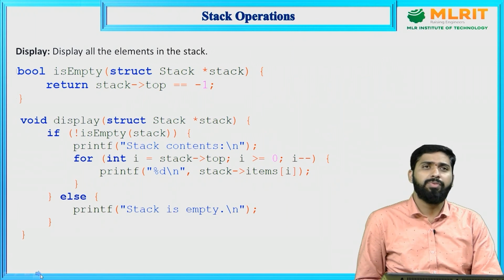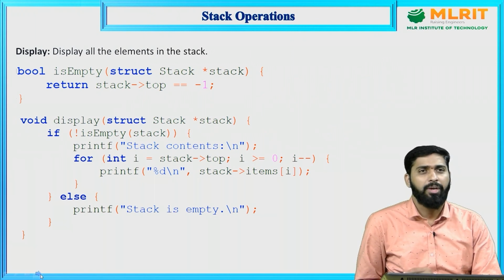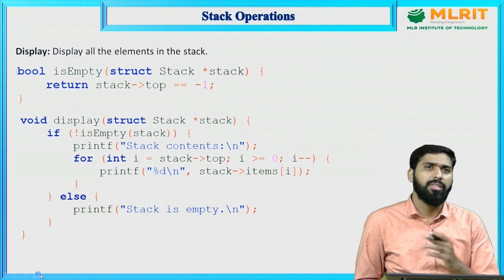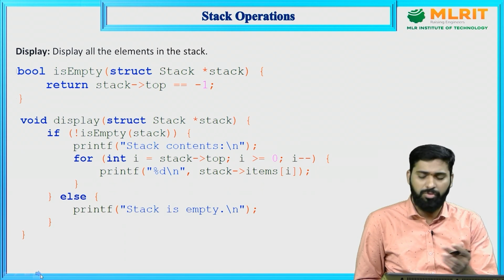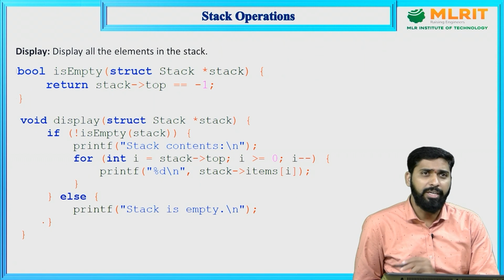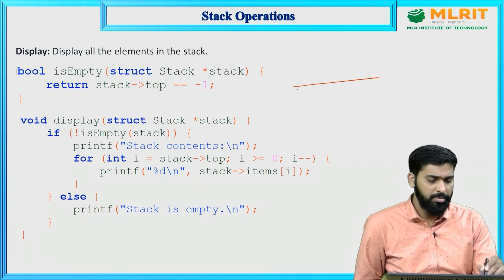So, the next function is display. If I want to display the elements, it means there are some elements in the stack. If there are no elements, how can we identify? Again, is empty function. In that function we write top equals to -1. In display, let us assume these are the items.